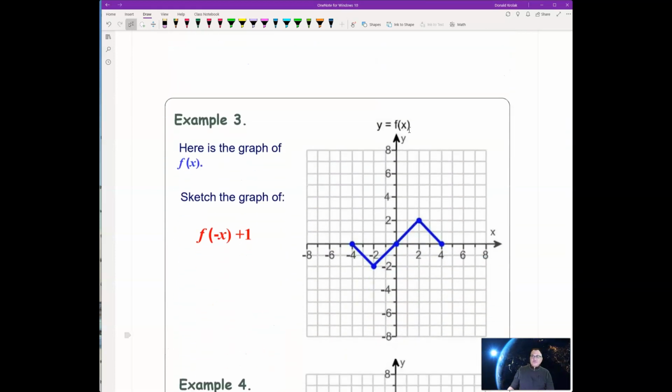Now, when you have more than one transformation, you're going to do anything that involves the multiplying first. So we're going to first reflect this. So we're going to reflect it over the y-axis. And then I'm going to slide it 1 up.